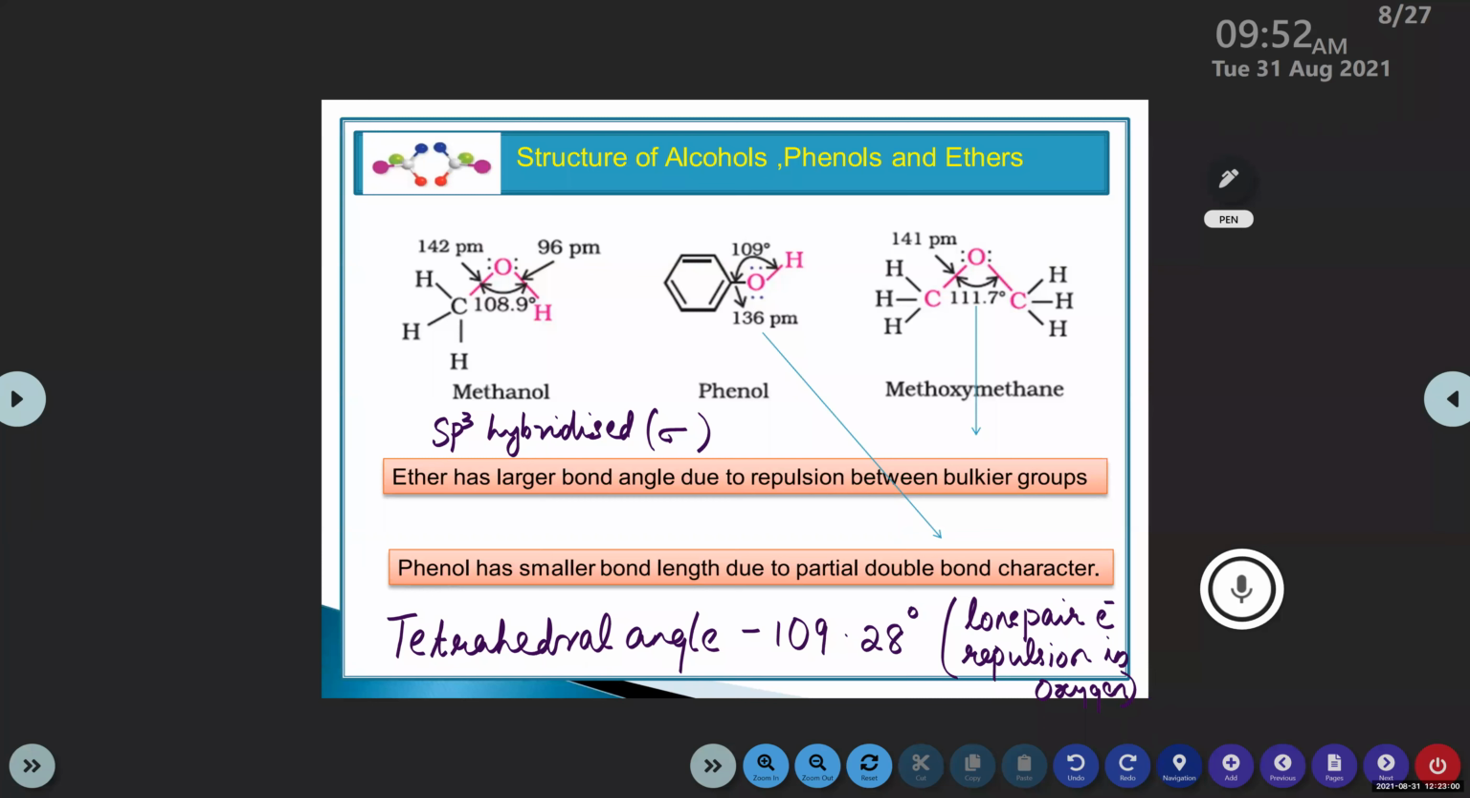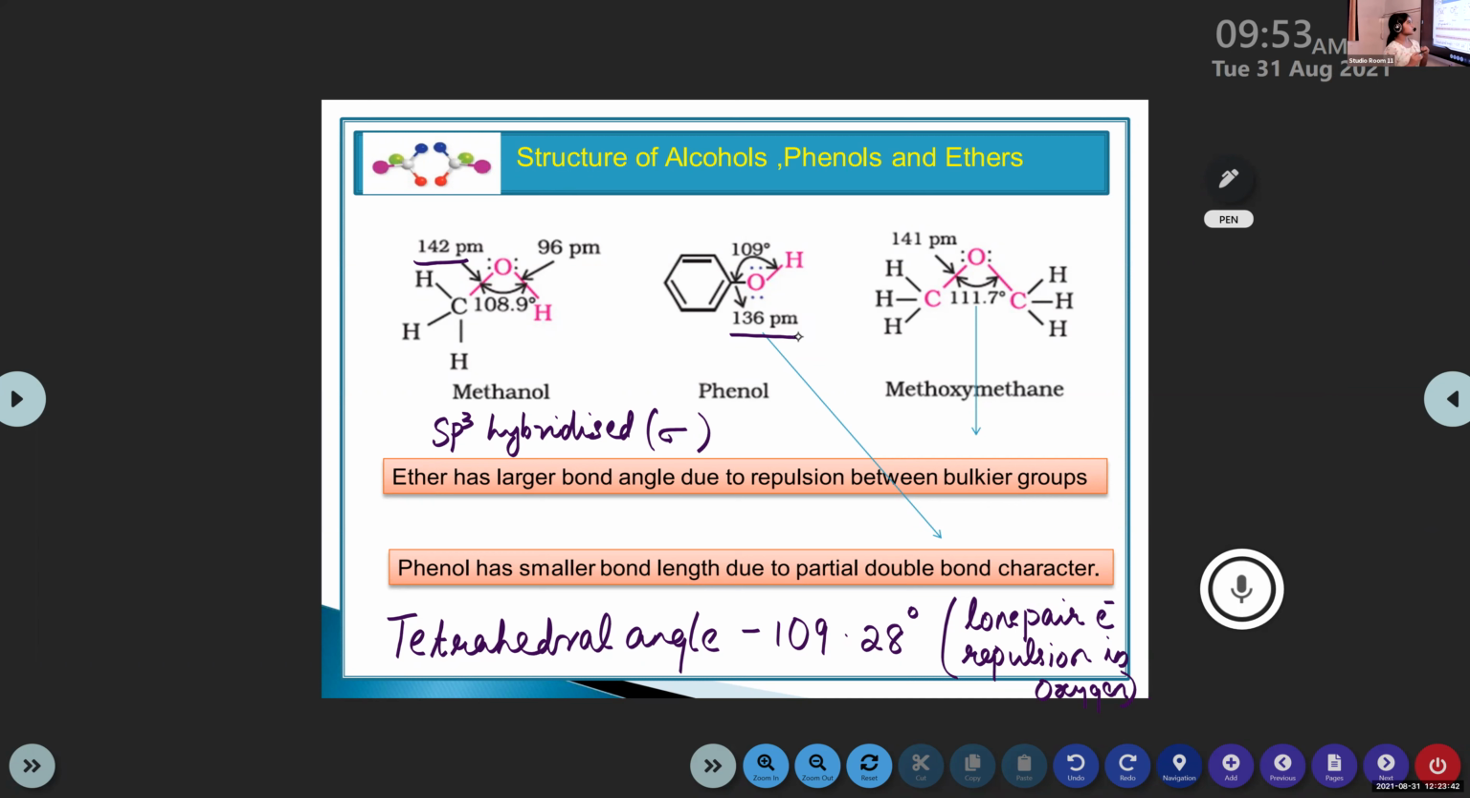Yes, ma'am. Then about phenol. Next one about phenol. Then you look at the bond length between the carbon and oxygen in both cases. Here it is 142 picometer and here it is 136 picometer, right? The carbon oxygen bond length is 136 picometer in phenol and 142 picometer in methanol. That means the bond length decreases in phenol when comparing with methanol. And there are 2 major reasons for the decrease in the bond length between methanol and phenol.